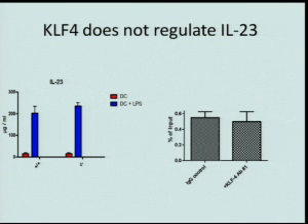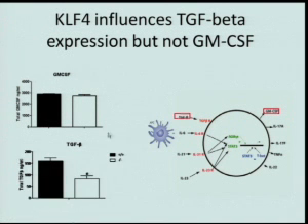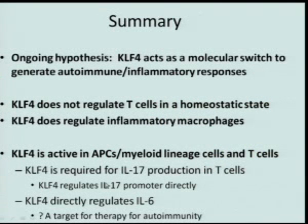And I'll just go through the last couple slides quickly because I think I'm out of time. But to make a long story short, it has no effect on IL-23 and no effect on GM-CSF. It has not nearly as significant an effect on the secretion of TGF-beta, but the cells that are deficient in KLF4 had about a 50% reduction in their secretion of TGF-beta. So our ongoing hypothesis is that KLF4 acts as a molecular switch that is necessary to generate the autoimmune and/or inflammatory responses.